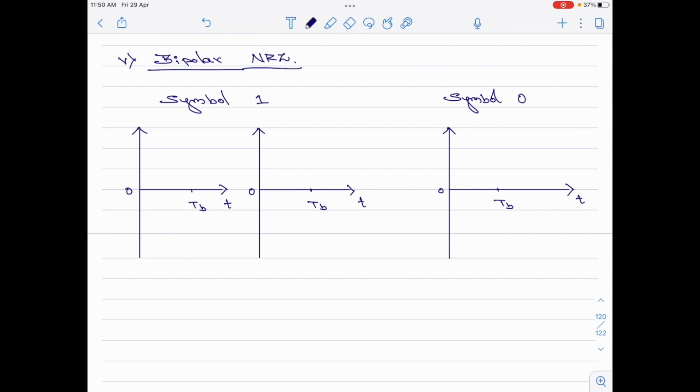Right, as I said, for the first time when a symbol 1 appears, we transmit a pulse of duration 1 TB and amplitude A, and the next symbol 1 in the data sequence is always represented by a pulse of amplitude minus A and duration 1 TB. So, we should note that in bipolar NRZ, the representation for symbol 1 alternates between plus A and minus A. Coming to symbol 0, it is represented with no transmission for a duration of 1 TB. With that information, let us now start plotting the waveform.